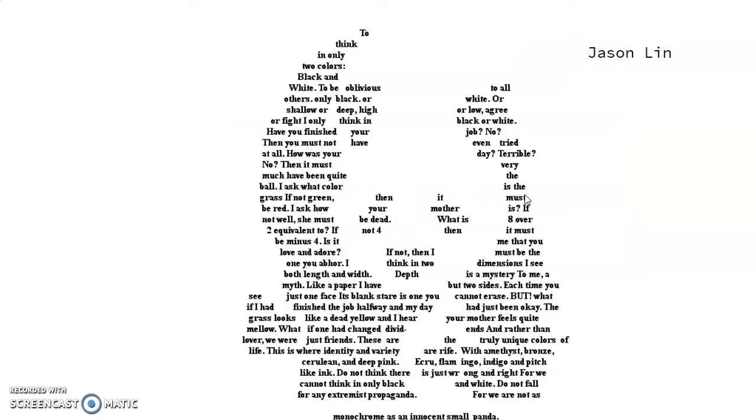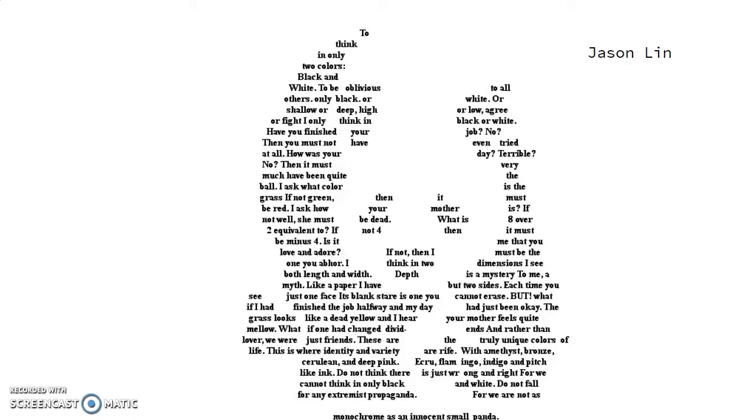Now this one is my very favorite. This one is by a poet named Jason Lynn, and I am going to read it to you just because I love it so much. What animal do you see when you look at this? It's a panda. So what do we know that the poem is going to be about? A panda. So listen closely.